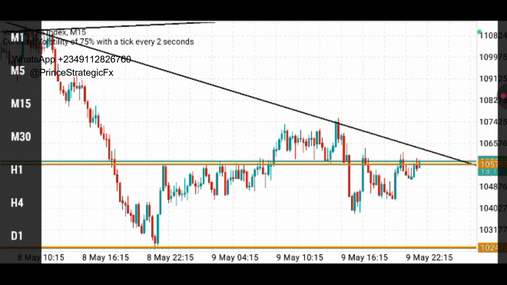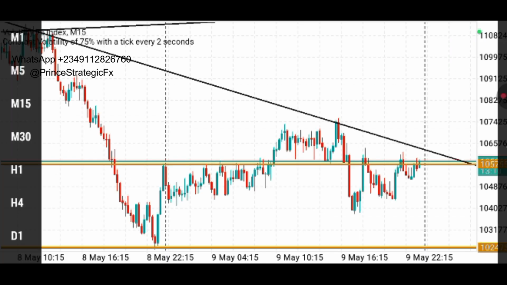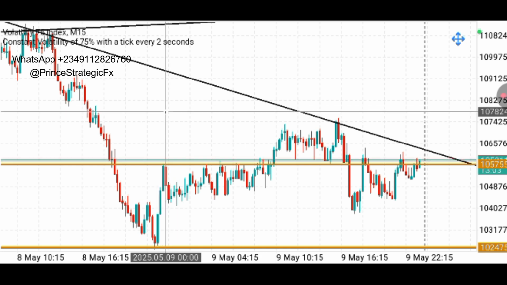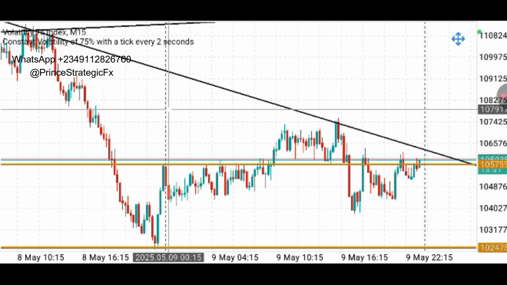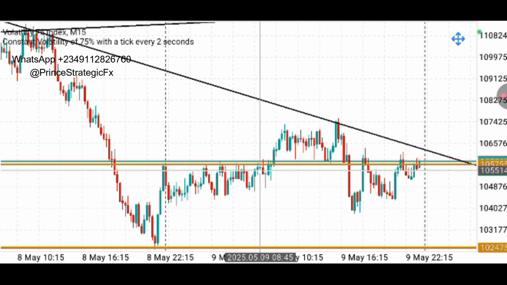Now let's turn on our show previous separator. Good. Automatically we can now see that this vertical line here was where price started from today. Now you can see how price moved all the way down to the right.